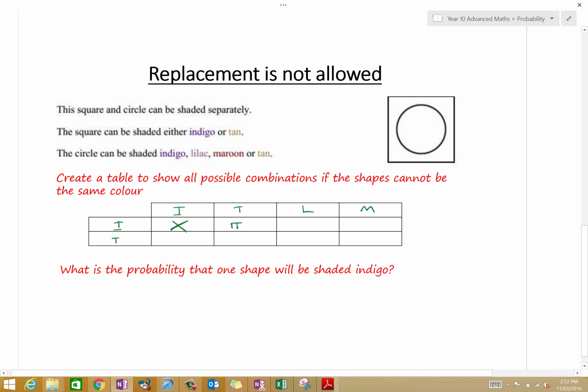Indigo tan. We've got indigo lilac, indigo maroon, tan indigo, tan. There's a big cross there. And then we have that and that. Now, how many possible outcomes do we have?